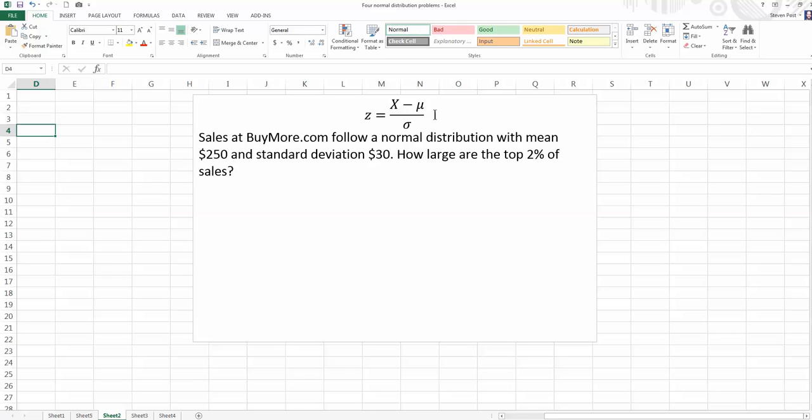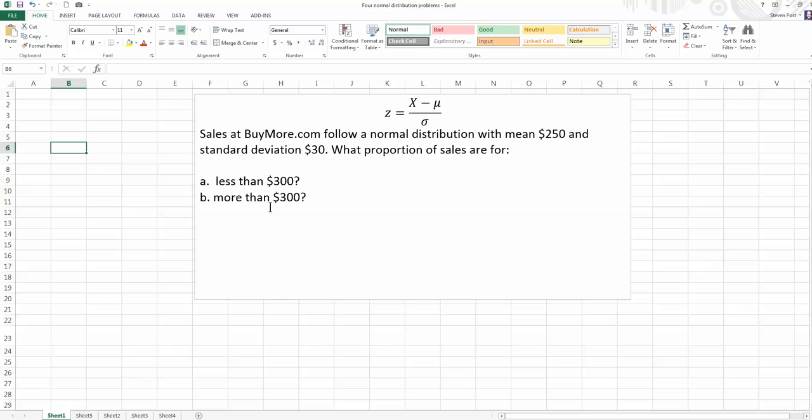So here's our z-score formula. Sales at the store follow a normal distribution with mean 250 and standard deviation 30. What proportion of sales are for less than $300? Well, we need to find the z-score that goes with 300.